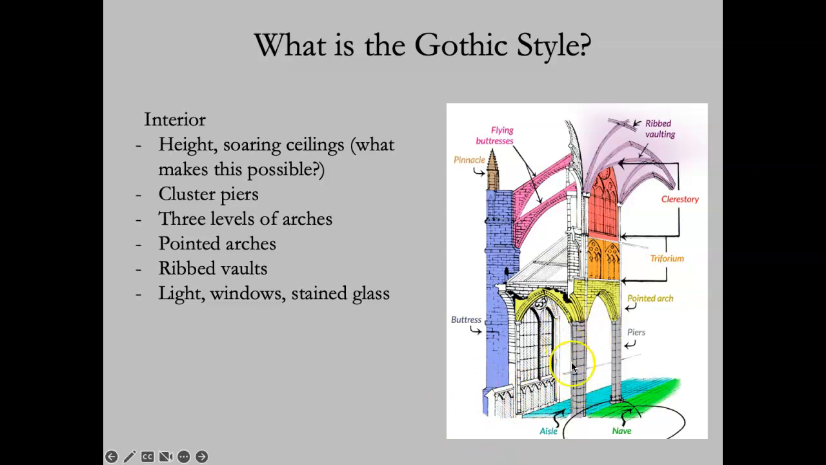Down below, we have cluster piers, which look like skinny columns all bunched together like the stems in a bouquet of flowers. Although they look very thin and elegant, they give a lot of structural support. We also see those pointed arches that we saw on the exterior extend to the interior, which also have a structural value. They allow for, again, these taller and taller walls. We have ribbed vaulting, so we have the expression of masonry joints, again with pointed arches.